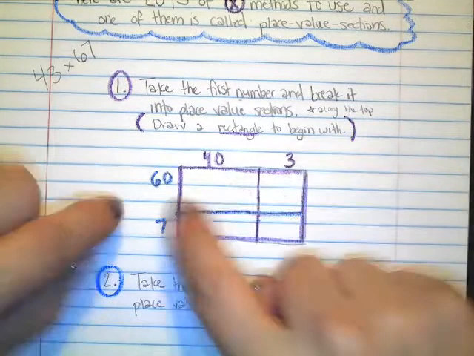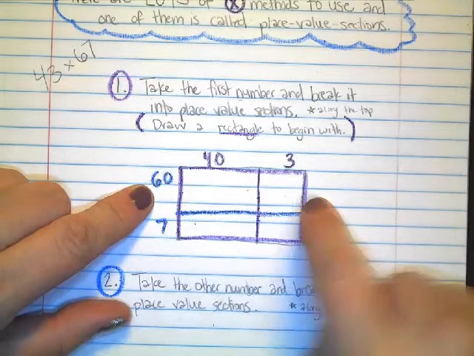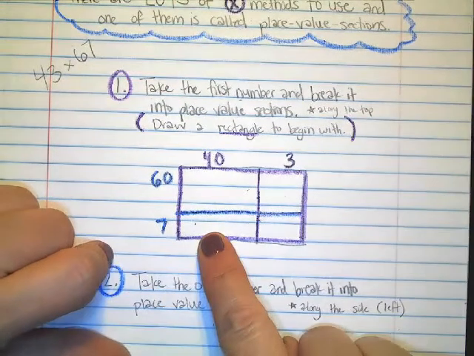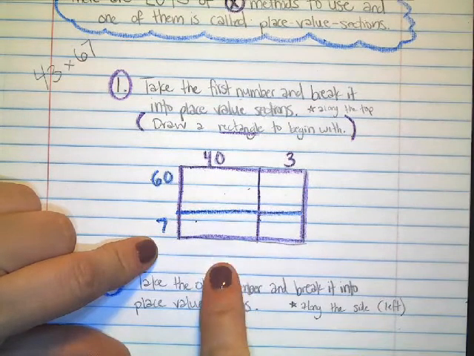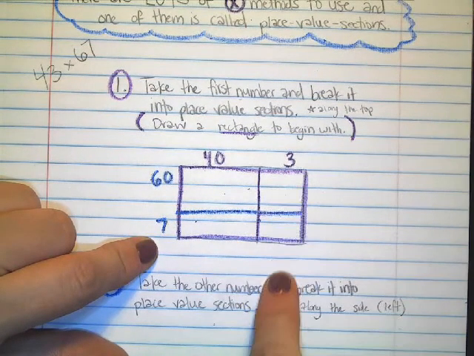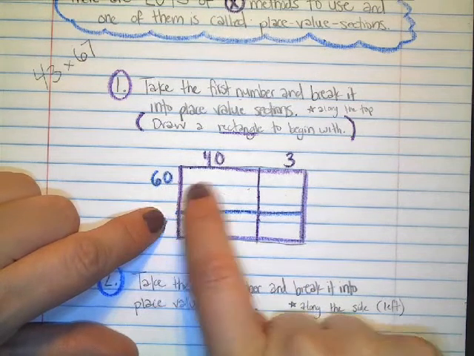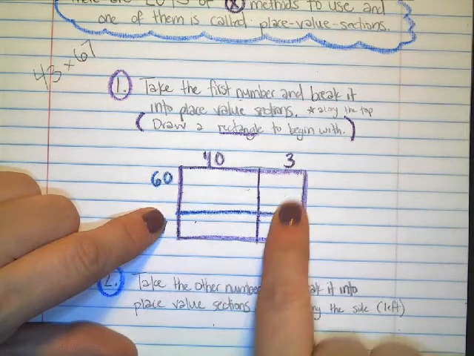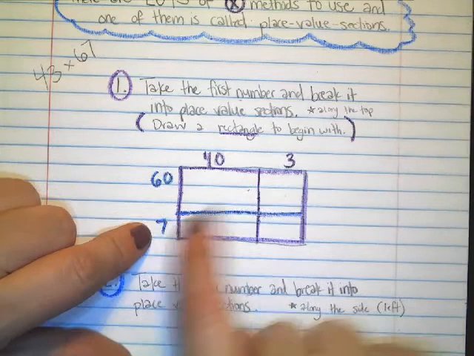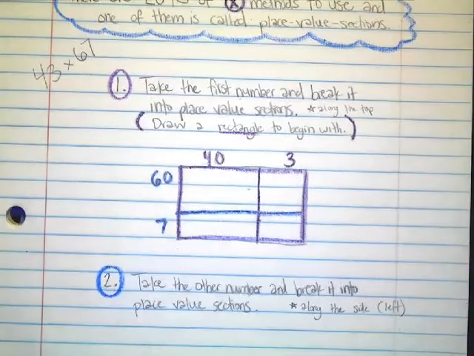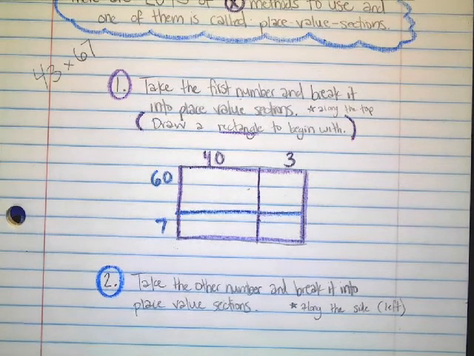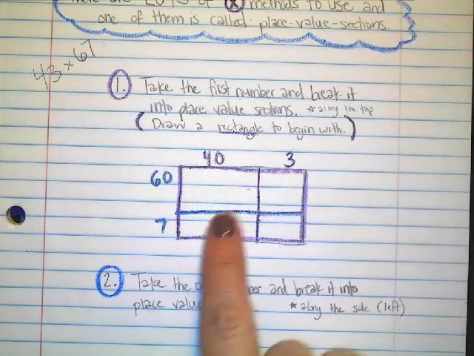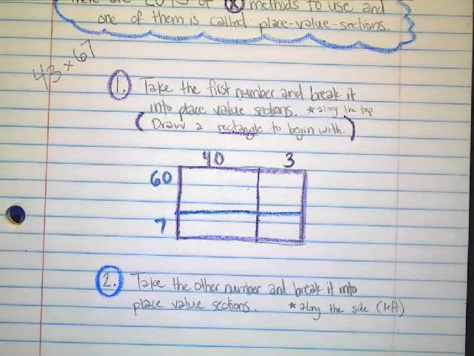So I have 60, and I have 7. So think about as 60 going across, and 7 going across. Then I have 40 going down, and 3 going down. So think of it as sections. You have this section, and left to right again. So you have a lot of different sections, but how many total sections do you see right now? I see 4. Can you count them? 1, 2, 3, 4.